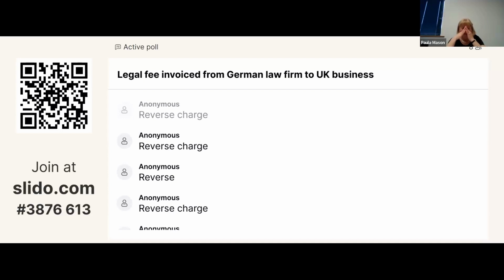Well done. Yep, reverse charge applies to this one. So the German law firm wouldn't be UK VAT registered, so they wouldn't put German VAT on it because place of supply is the UK. Therefore, the UK business would need to apply output tax and input tax on that supply.